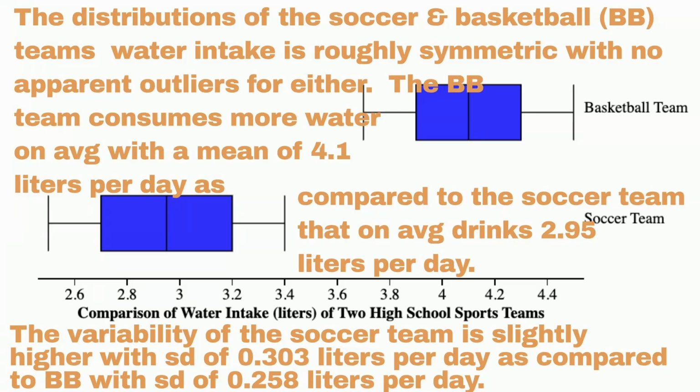So you notice that we did all of the things that we did for SOCV, the shape, outlier, center, variability, and context, but then added in that additional layer of comparative language.